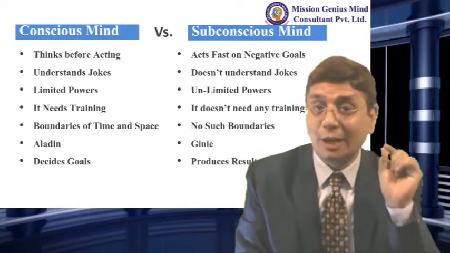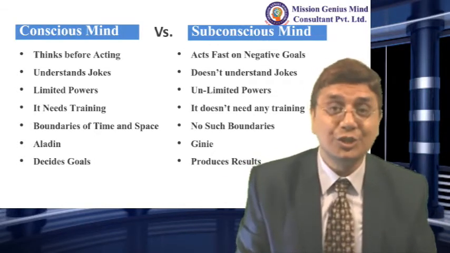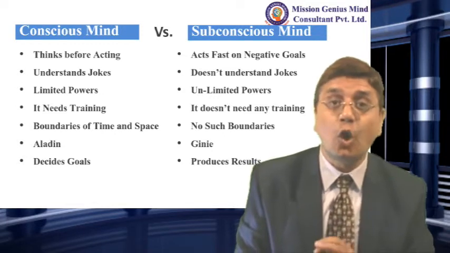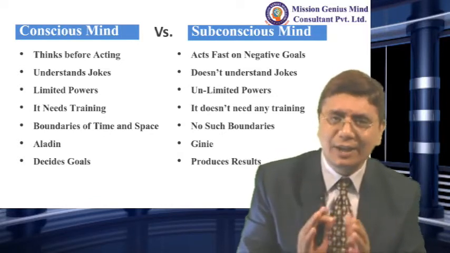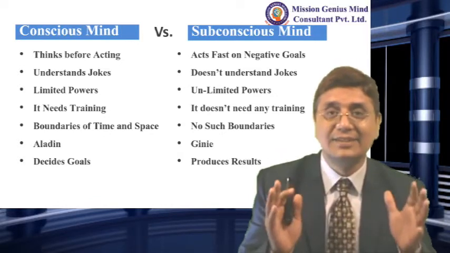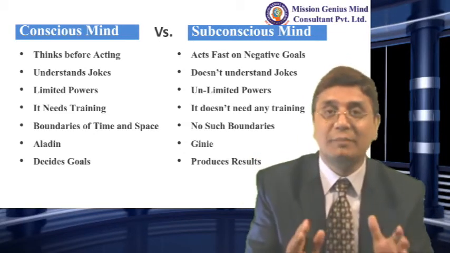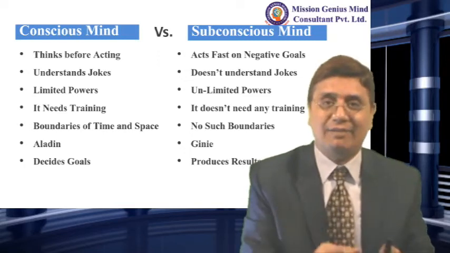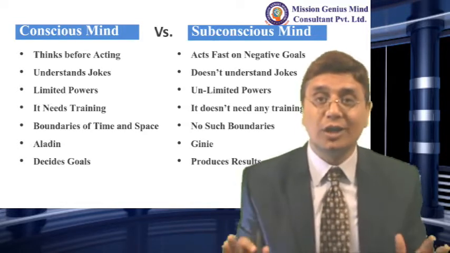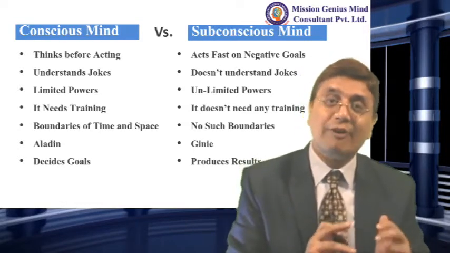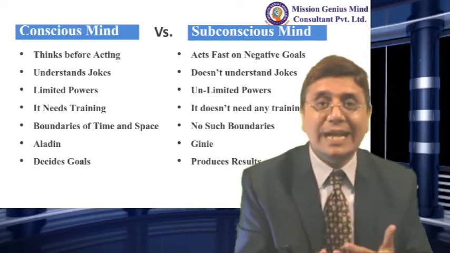The conscious has very limited power, but the subconscious has unlimited powers. The conscious needs training. Subconscious is already trained. It does not need any training. Any kind of training is required only for the conscious mind. Subconscious knows everything. What does it mean? It means that even a child who is just born contains in the subconscious all the knowledge it needs to survive. But the conscious mind needs some understanding.